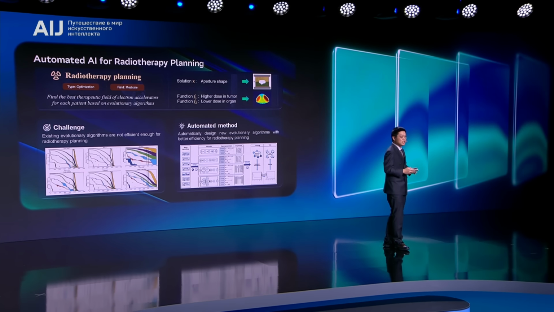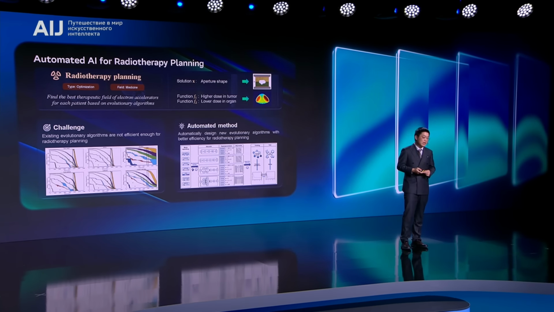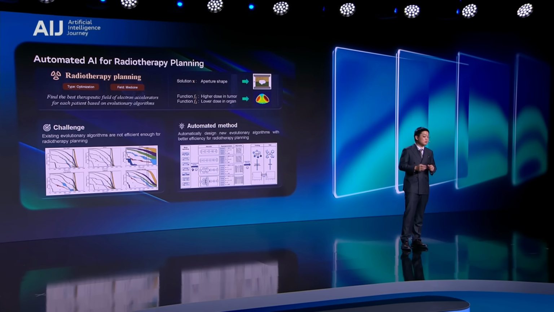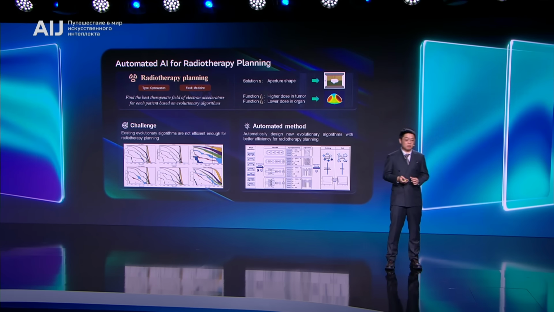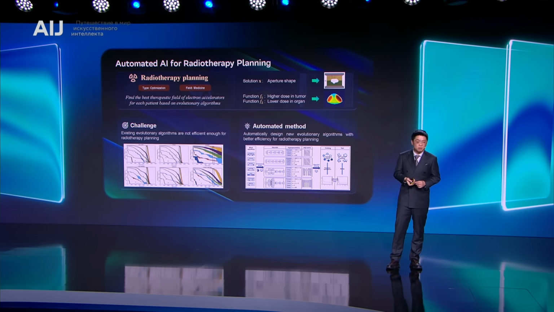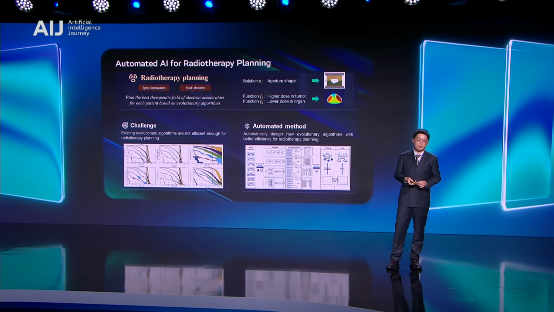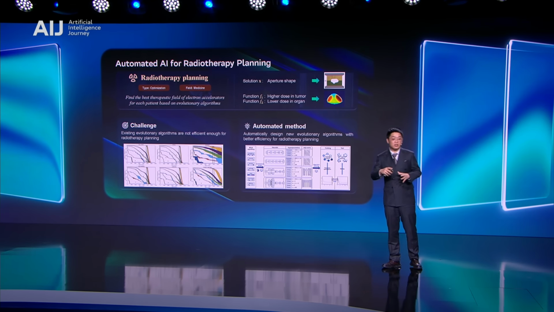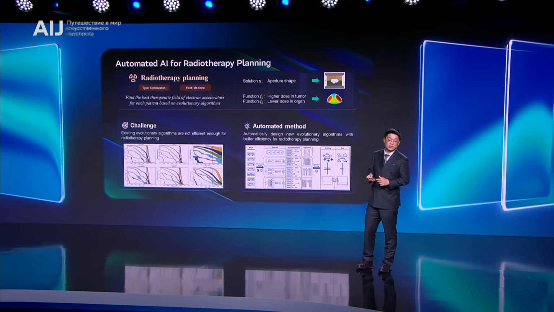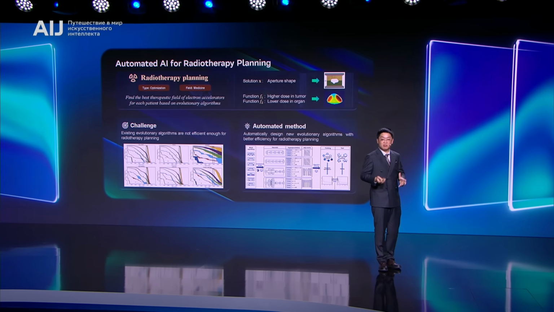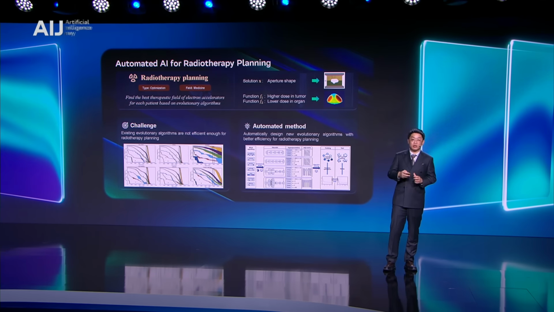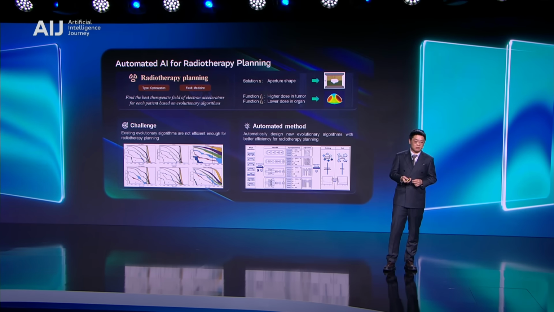The last application is radiotherapy planning. This problem aims to find the best therapeutic field of electron accelerators for each patient based on evolutionary algorithms. It's a very important and challenging optimization problem in the field of medicine, where the solution is an aperture shape and the objective functions contain the higher dose in tumor filled with cancer cells and the lower dose in organ filled with healthy cells.